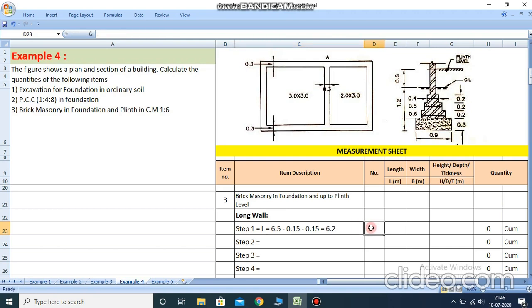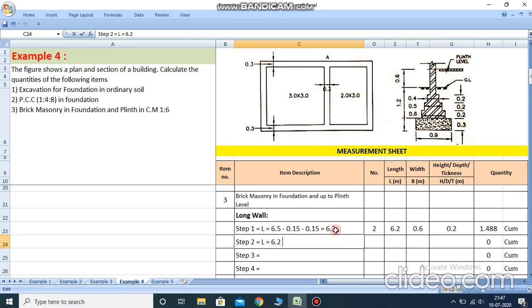Now for the long wall, there are two walls, 1 and 2. So right here 2, and the total length we calculated is 6.2 meters. So right here 6.2. Then the width is already given in the section part as 0.6 meter, and the thickness here is given as 0.2 meter. See the cursor point. So here 0.2 meter thickness is given. Now the total quantity for the first step for a long wall is 1.488.